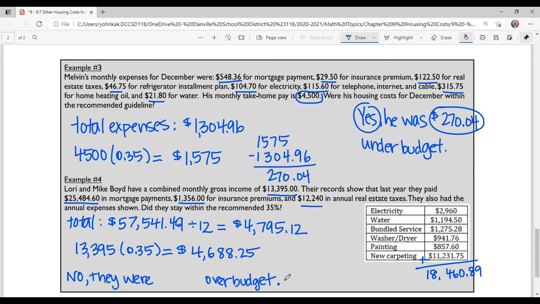To figure out how much over budget, take the bigger and subtract the smaller. So $4,795.12 minus 4688.25. That gives us a difference of $106.87. So it looks like they need to cut a few things. Maybe they should have gotten a little bit cheaper carpeting or dropped something.